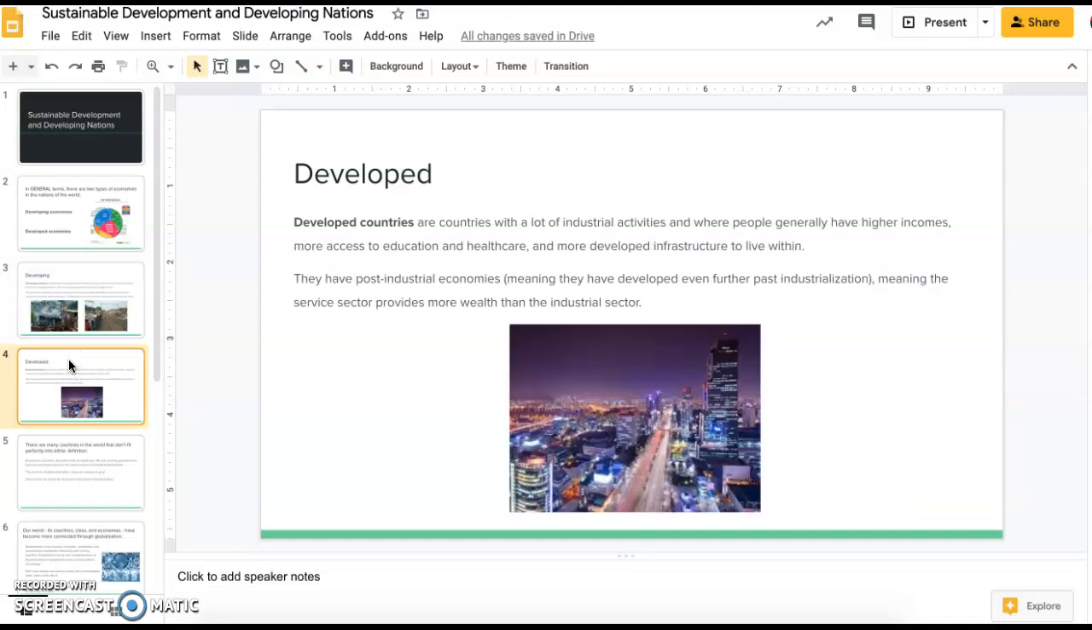Developed countries are countries with a lot of industrial activities and where people generally have higher incomes, more access to education and healthcare, and more developed infrastructure to live within. They have post-industrial economies, which means that they've developed even further past industrialization, meaning that their service sector provides more wealth than the industrial sector, which produces goods. So that means that people make a lot more money on services, on doing things for others, instead of just manufacturing goods or making goods through agriculture or industry.